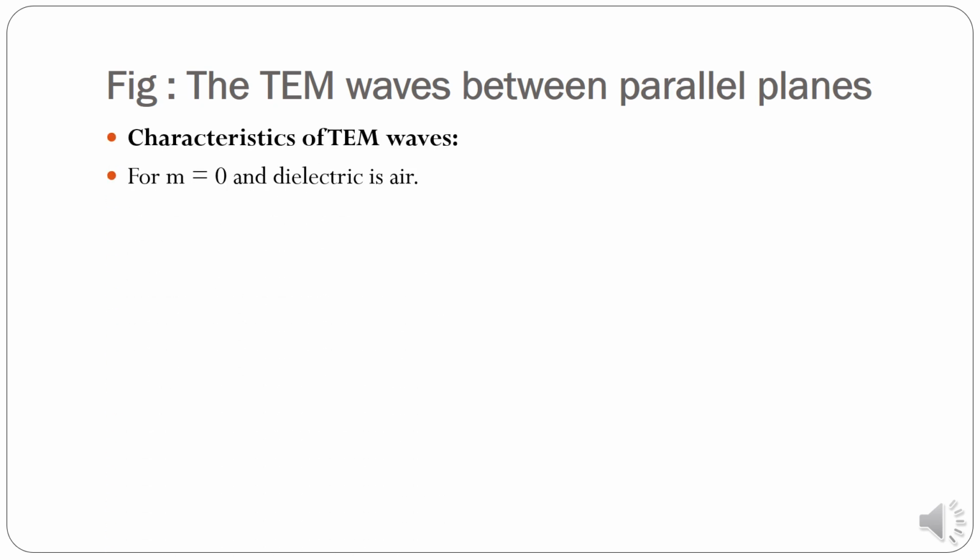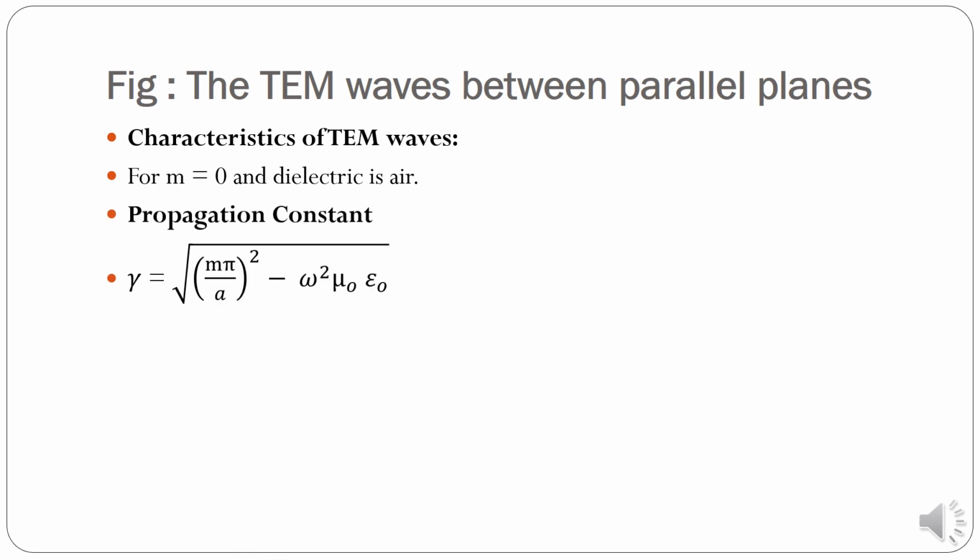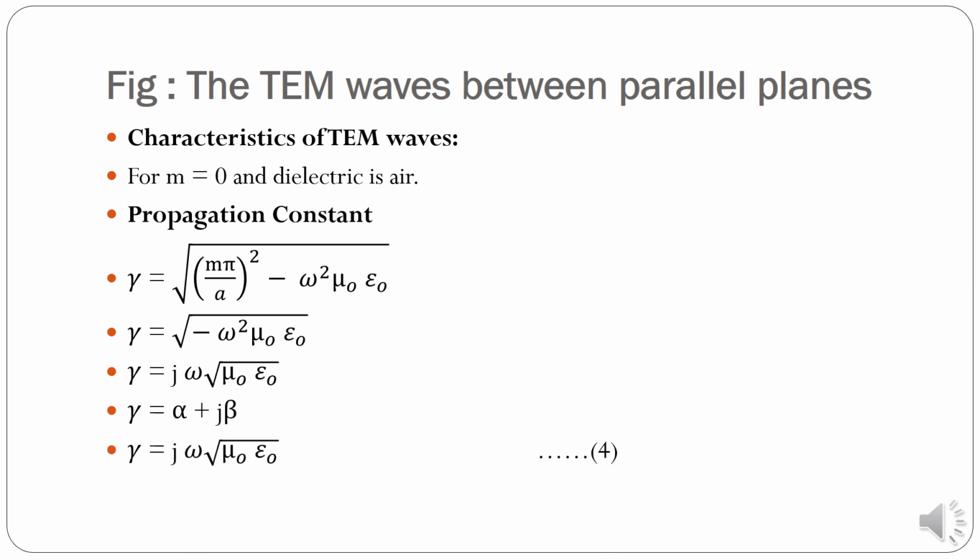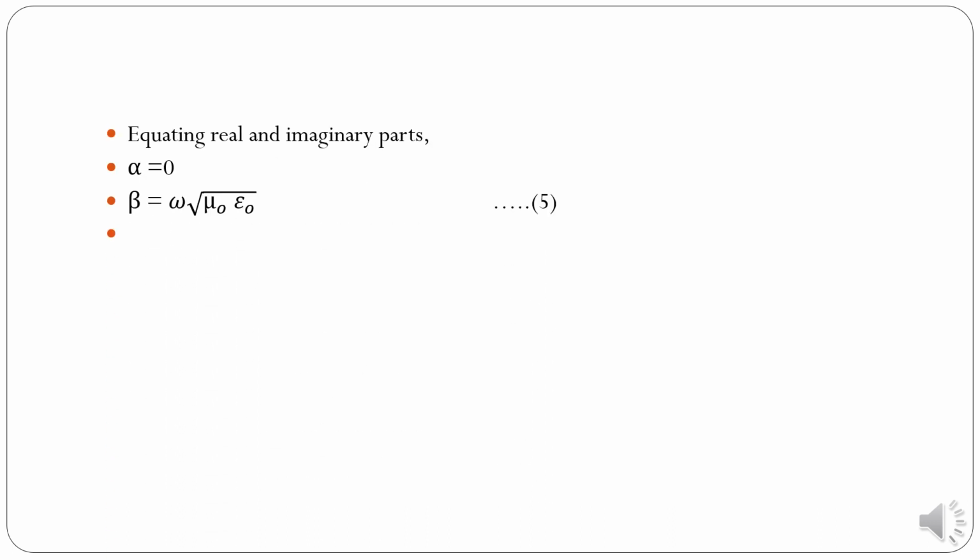Characteristics of TEM wave. For m equal to 0, the dielectric is here. Propagation constant gamma is equal to the square root of (m pi by a) the whole square minus omega square mu naught epsilon naught. Gamma squared is equal to minus omega square mu naught epsilon naught. Gamma is equal to j omega root of mu naught epsilon naught. Gamma equal to alpha plus j beta. So equating the real and imaginary parts, we get beta is equal to omega root of mu naught epsilon naught.